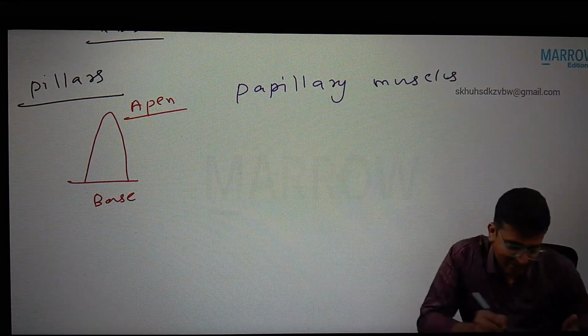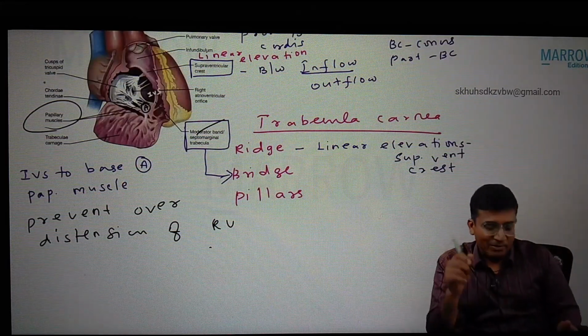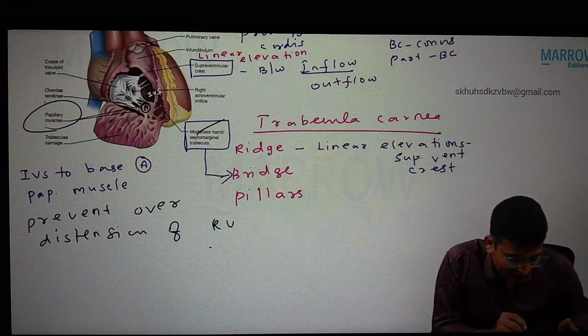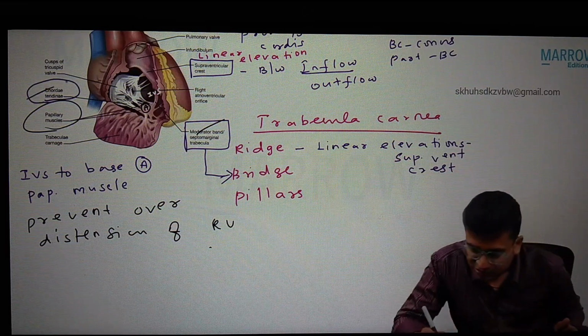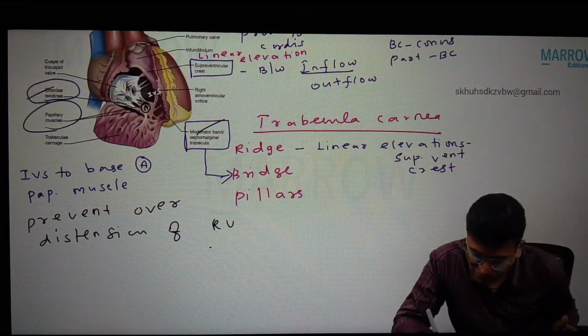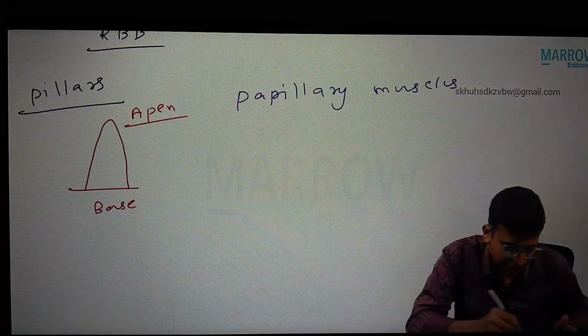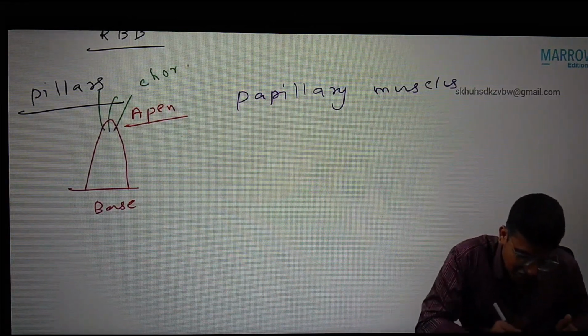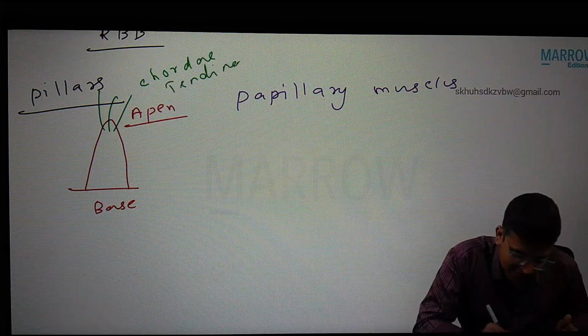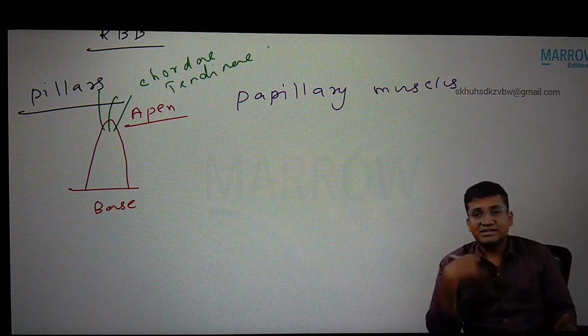Now the apex of the papillary muscles gives attachment to numerous thread-like structures called chordae tendineae. So the apex, which is giving attachment to numerous thread-like structures, they are called chordae tendineae. Right. Now next point.